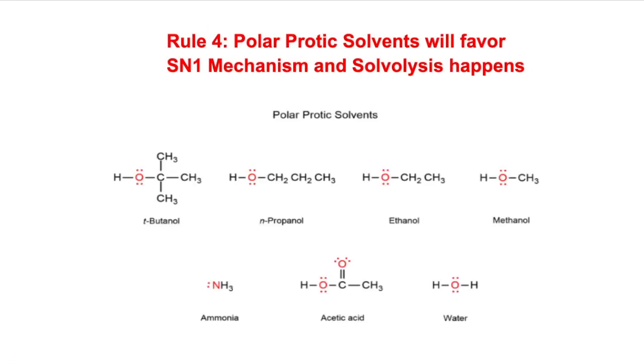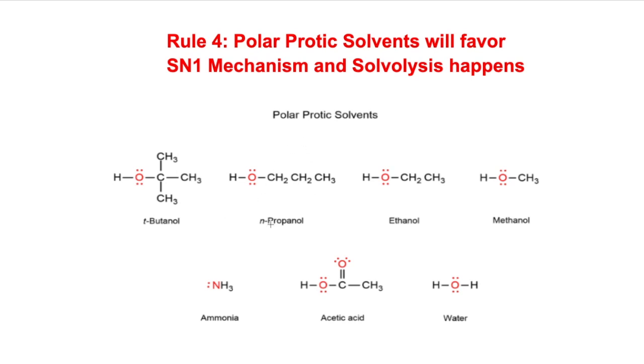The fourth rule of an SN1 reaction is that polar protic solvents will favor the SN1 mechanism. So all of these right here are polar protic solvents: butanol, propanol, ethanol, methanol, ammonia, acetic acid, and water. They will all favor an SN1 reaction.